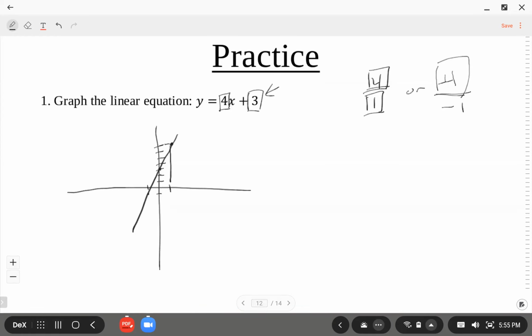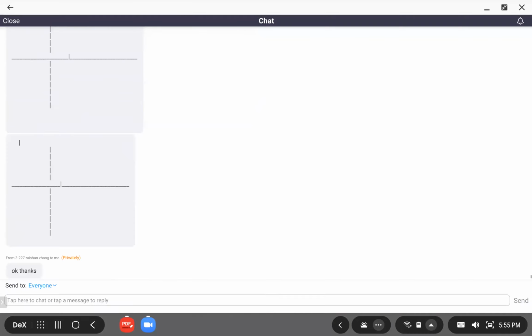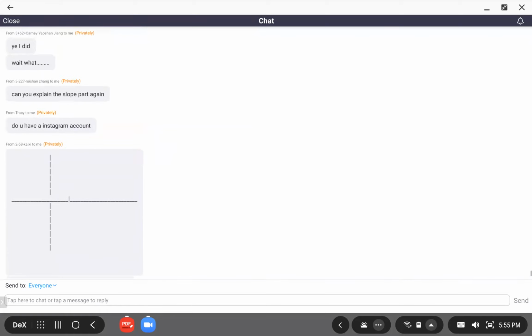So does everybody understand the slope part now? Okay, no problem, Rayshan. Okay.